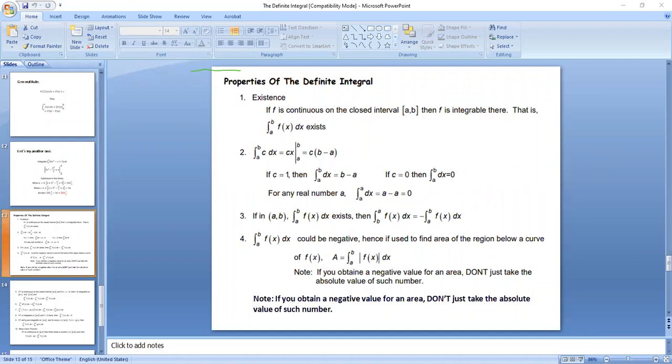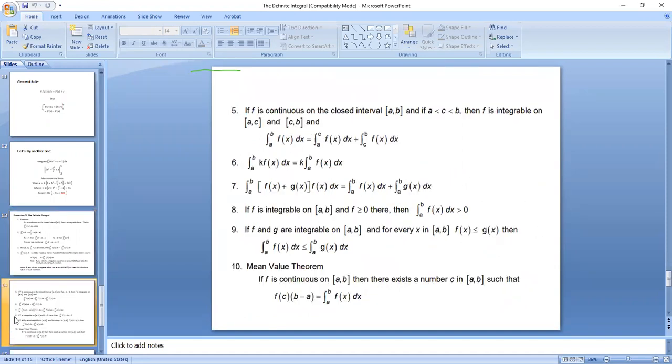Now, we'll continue with the properties here. We still have the last 6 properties, because we have 10. If f is continuous on the closed interval AB, and if C is in between A and B, so we say C is greater than A but less than B, then f is integrable on AC and CB, and we can write it in this form. The integral of the function from A to B is also equal to the sum of these two integrals, wherein this time you made use of C, a value in between A and B, not really in the middle, but in between A and B.